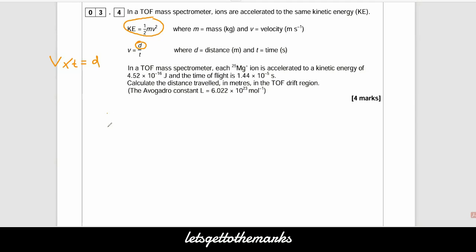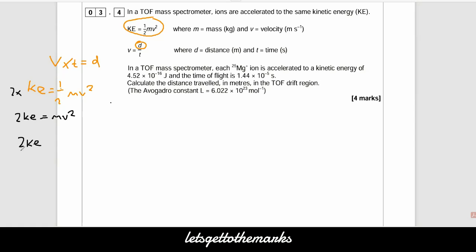Right, let's get into it. So first thing I want to do is take this kinetic energy equation, and I want to rearrange it to make velocity the subject. Let's just set this out properly for you. So remember that kinetic energy is equal to half mv squared. So I want to get rid of the half. So how can I get rid of that? There's two ways, but the way that everybody seems to prefer is to times the kinetic energy by 2. And then you're left with 2KE equals mv squared.